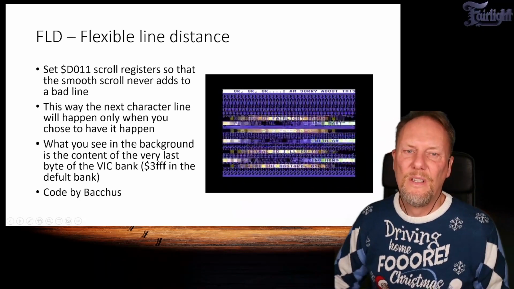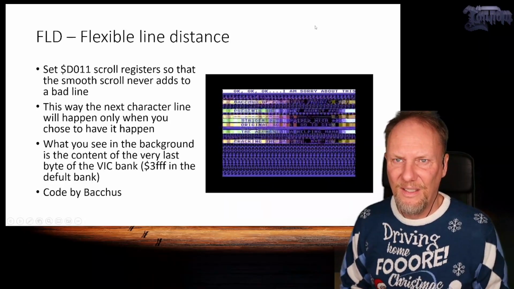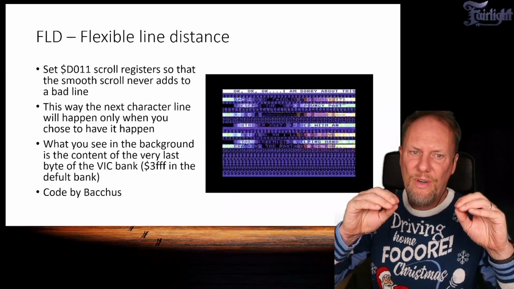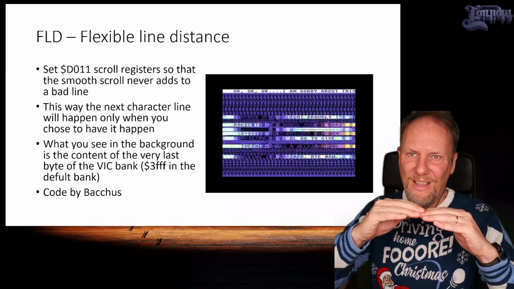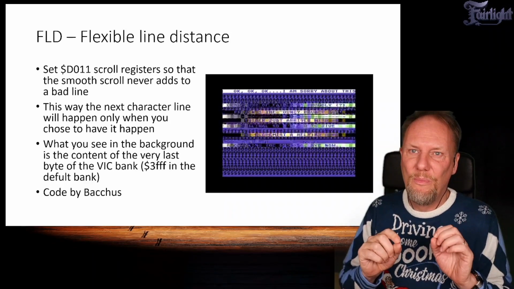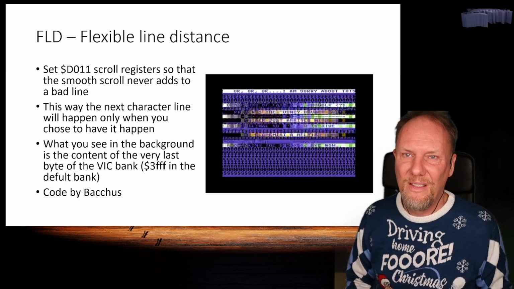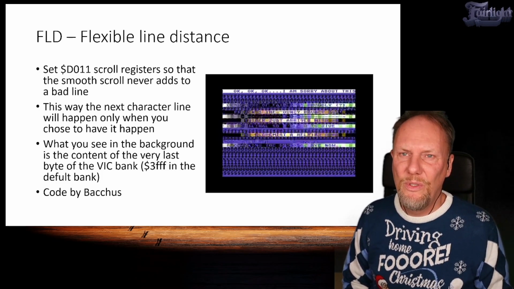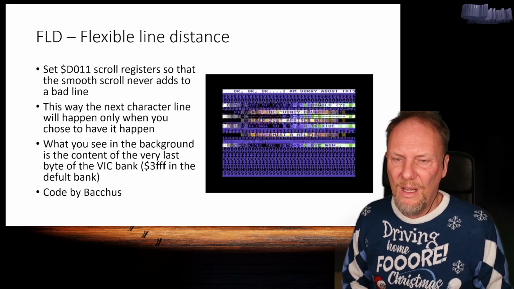Oh, okay, so what you see here is FLD, flexible line distance. Here you are ensuring that the DO11 register is set so that the 3 lowest bits of DO11 do not compute to the same number as the lowest 3 bits of DO12, because that's when a bad line happens. So you delay the bad lines from happening.